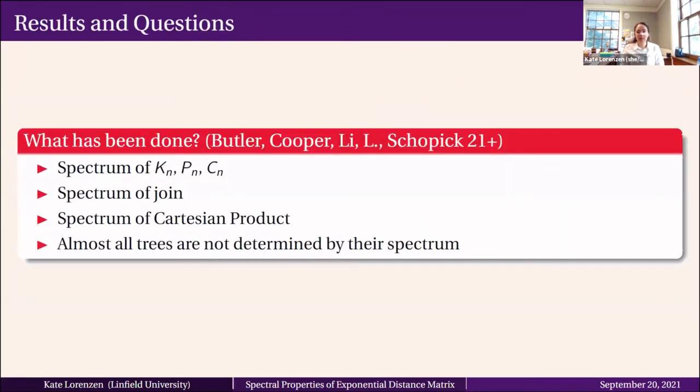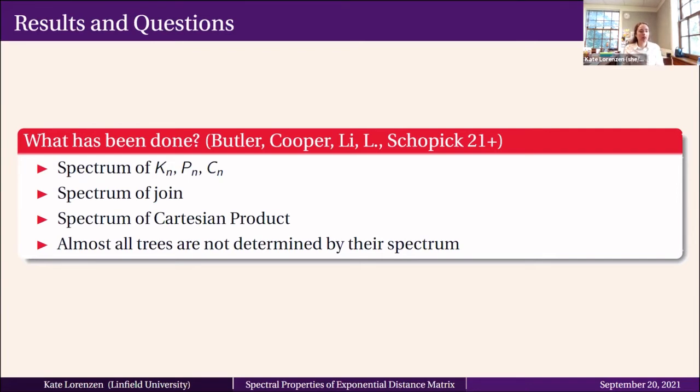So some other things that have been done. This is part of a project that I did with Steve Butler and some undergraduate students at an REU project. So we took this matrix and we completely found the spectrum of the complete graph, the path graph, and the cycle graph. We also found the spectrum of the join and the Cartesian product in terms of the original graphs. And we showed that almost all trees are not determined by their spectrum, mirroring results of many other well-studied graphs. All right, and so this was great.